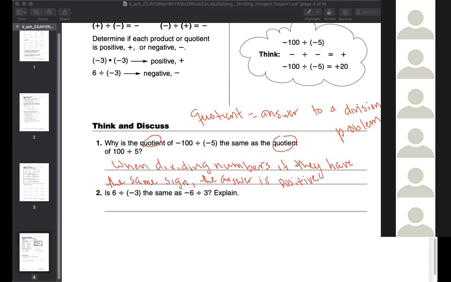All right, what about this second one? Is 6 divided by -3 the same as -6 divided by 3? Yeah. Why? Because one's a positive and one's a negative on both. Okay, great. So if they don't have the same sign, my answer is always negative.